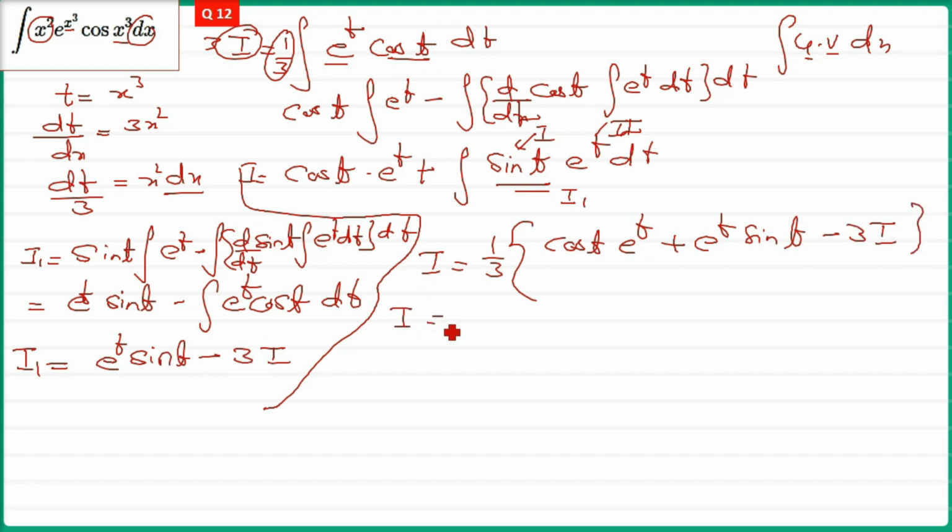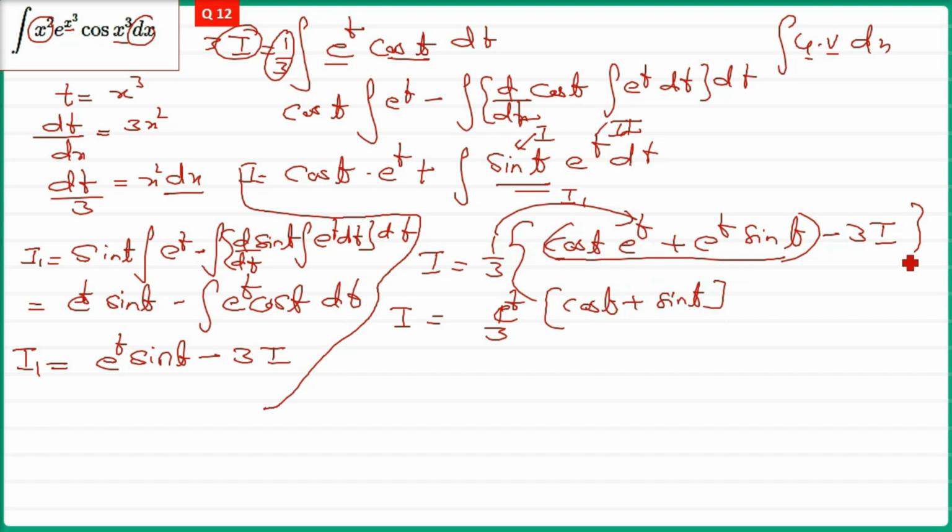So this I will be equal to 1 by 3, e raised t I am taking outside, I'll just take 1 by 3 and e raised t outside. So it's better because cos t plus sin t will remain inside. When we multiply 1 by 3 with I, it will be I only. Now this I goes on the left. I plus I on the left will become 2I. It will be e raised t by 3 times cos t plus sin t.